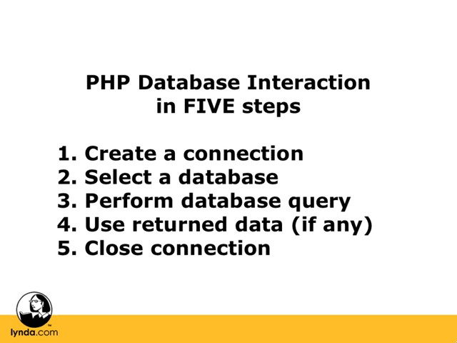And then fourth, we'll use that returned data, if there was any, to do whatever we want to do. So let's say we've returned a list of students in a classroom. We'll then output each of those student names. And fifth, we'll close the connection that we created at the beginning. And we're always going to use those 5 steps.